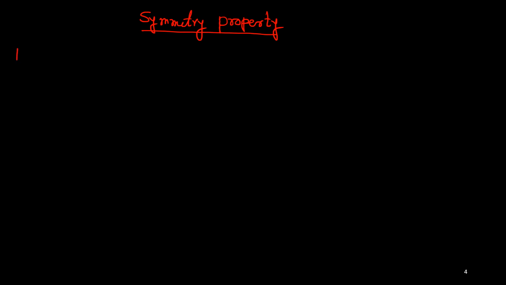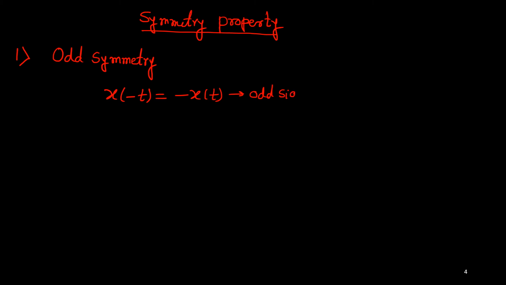So first one we'll consider, that is odd symmetry. Means if the signal is odd, and the odd signal is defined as this one. If I consider x of minus t, if this is minus of x of t, then it is an odd signal. Okay, so if this is the odd signal, then what are the coefficients a0, an, bn, or cn?